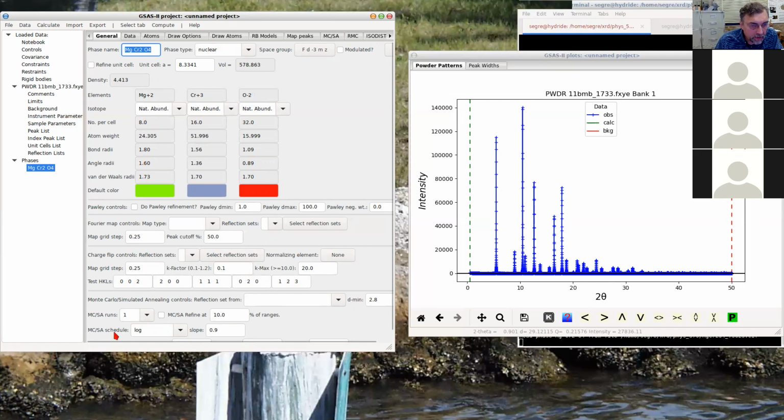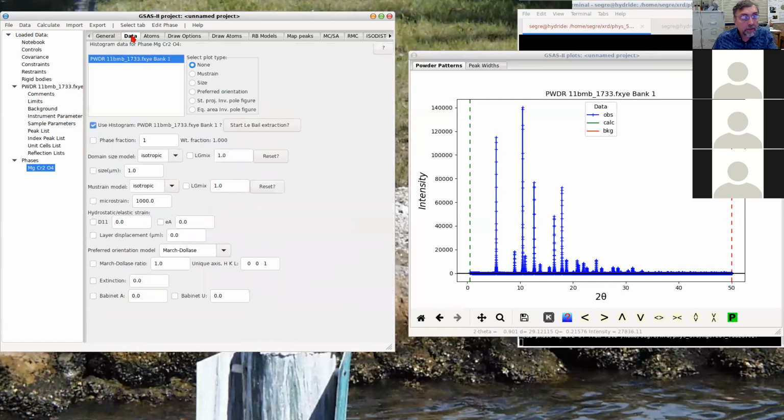Everything down here is used for structure solution. We don't need to do it for refinement. Pawley and then Fourier mapping and charge flipping and Monte Carlo simulated annealing, all these are used to solve an unknown structure, which is, as I said, quite involved. But there are tutorials there that you can learn from.